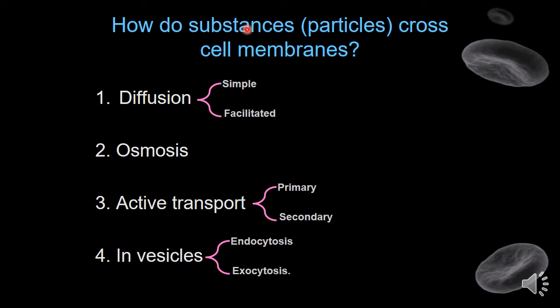We have many ways by which substances can cross the cell membrane, and these ways are listed here. The first one is transportation by diffusion. We will talk about this diffusion later on. Next slide. We have two types of diffusion. One is called simple, the other one is called facilitated diffusion. The other means for transportation is osmosis. This is for water.